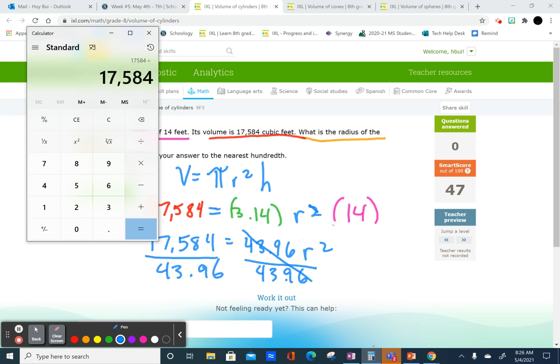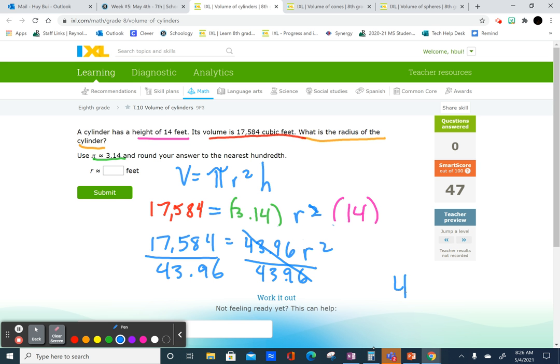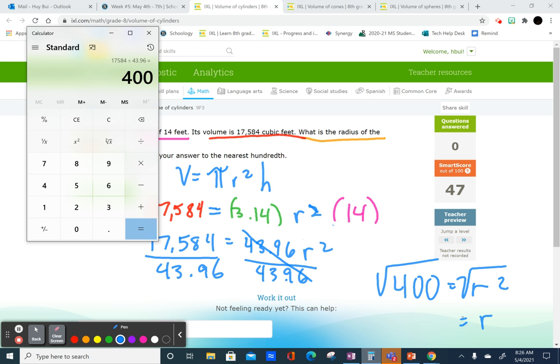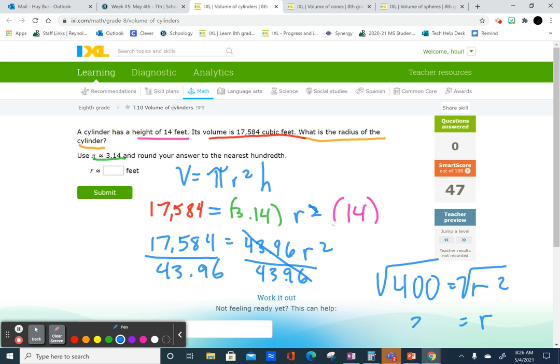17,584 divided by 43.96 equals, seriously, 400? That's a nice number. I'm going to write it down on the side here. We divided it, it equals 400, and on the right side we have r squared. So 400 equals radius squared. Let's square root both sides, so we get radius equals the square root of 400, which equals 20.